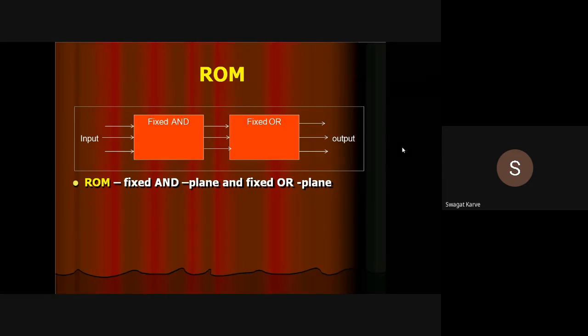In that case, the AND array as well as the OR array, both are programmable. And when both are fixed, that means a fixed AND array as well as a fixed OR array, then that is ROM, read only memory. That is not PROM. In PROM, the OR array has to be programmable. PROM मध्ये काय असतं, OR array programmable असतो. पण in a simple ROM, that is read only memory, it has a fixed AND array as well as a fixed OR array. Clear? So this is about the ROM, read only memory.